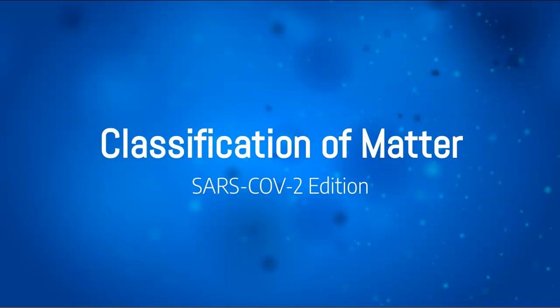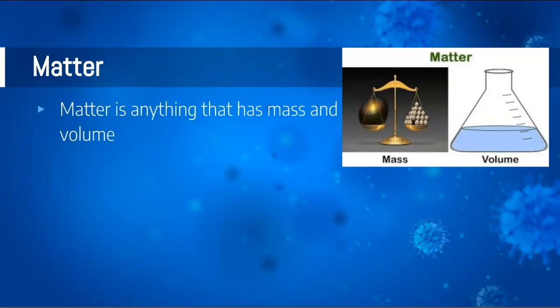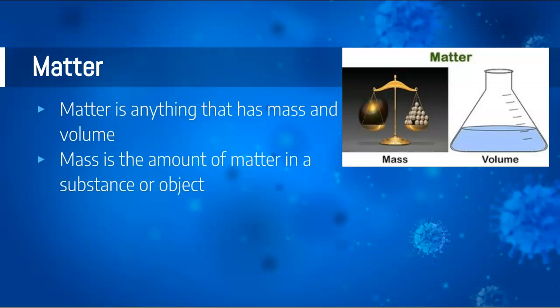All right, let's talk about classifying matter. So, quick review of what we should already know about matter. Matter is anything that has mass and volume, and mass is simply the amount of matter in a substance or object. So, it's the amount of stuff that a substance or object has.